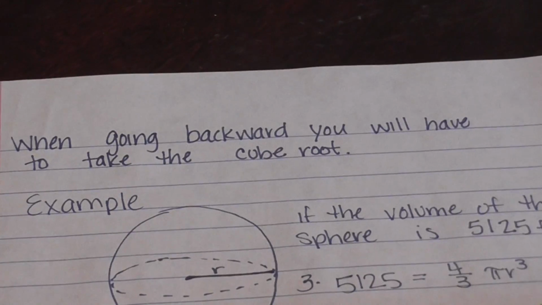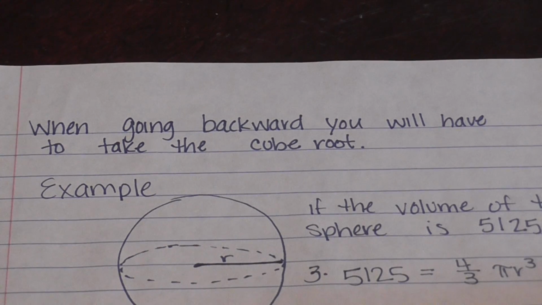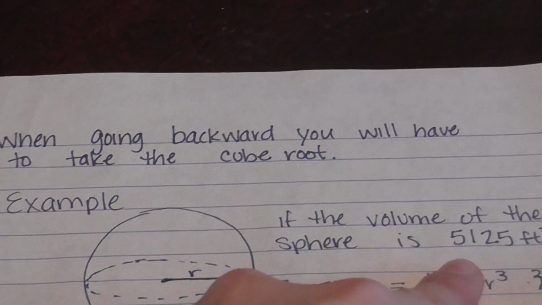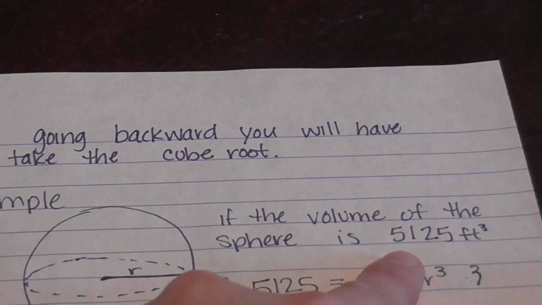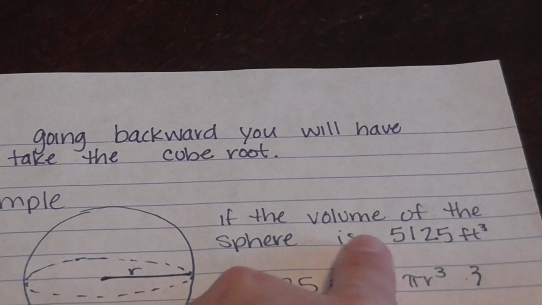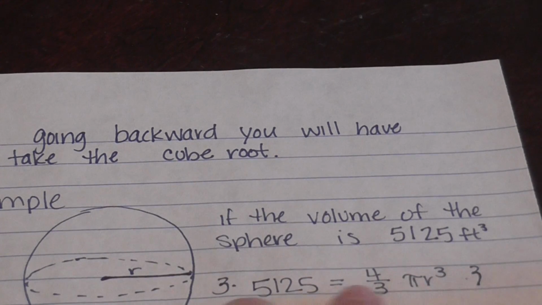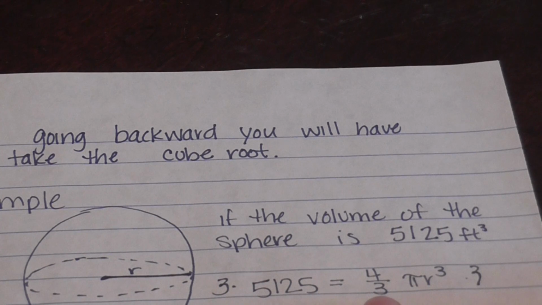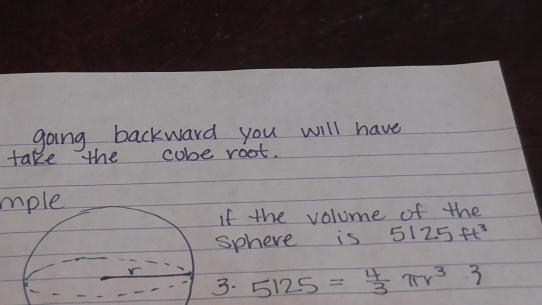So sometimes you have to go backwards. When you're going backwards, you're going to need to take the cube root in your calculator. So if the volume of a sphere is, and it tells you here, 5,125 cubic feet, that's the volume. Now it will ask you to find the radius. In this formula, the very first thing we're going to need to do is get rid of the divided by 3 part. So I'm going to multiply both sides by 3.